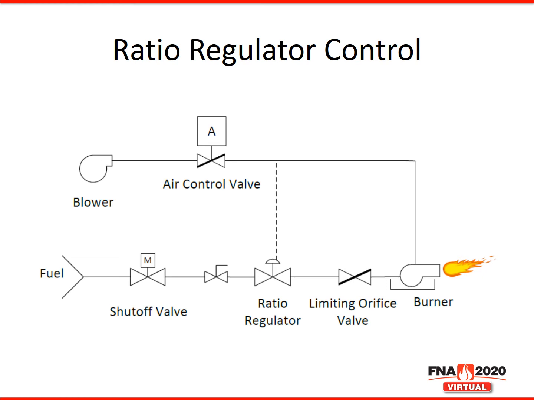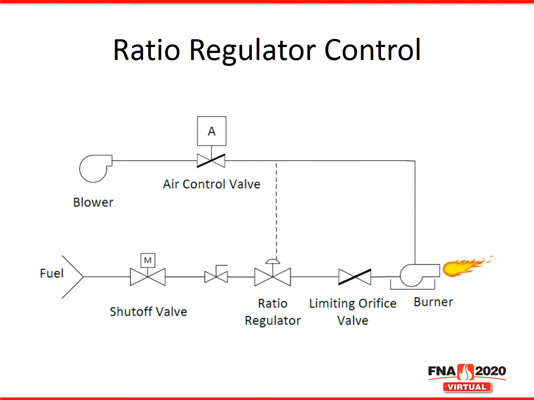We have now added a few components to our system for our ratio regulator control. We have introduced an air control valve and a ratio regulator. For modulating, we throttle the air control valve based on the firing rate system. We then have an air sensing line downstream of the air control valve that is connected to the ratio regulator. This sensing line links the airflow to the gas flow.